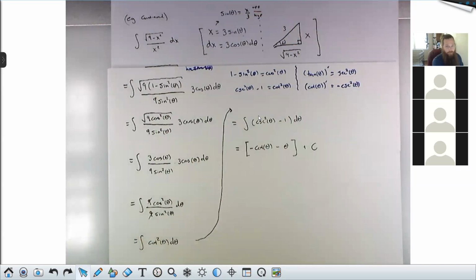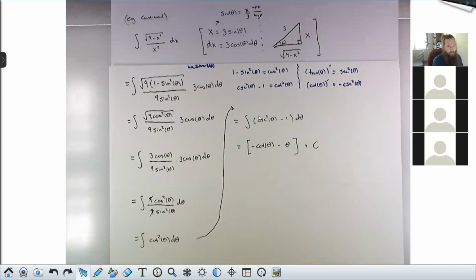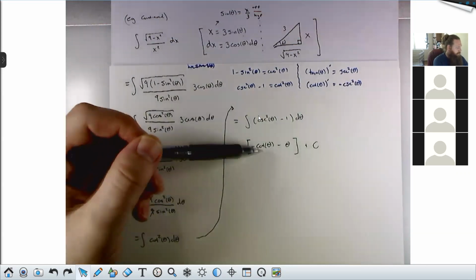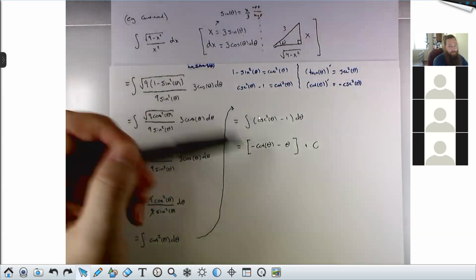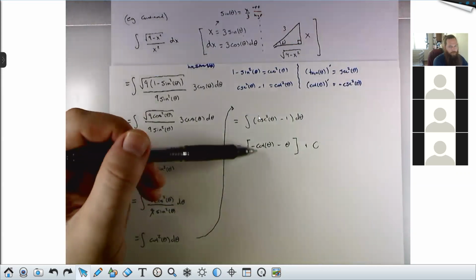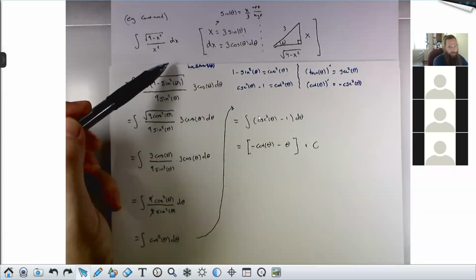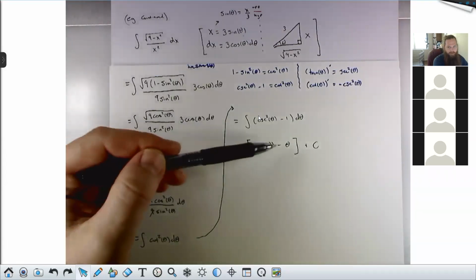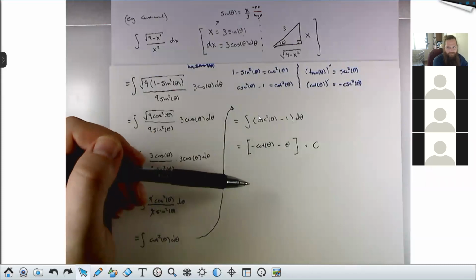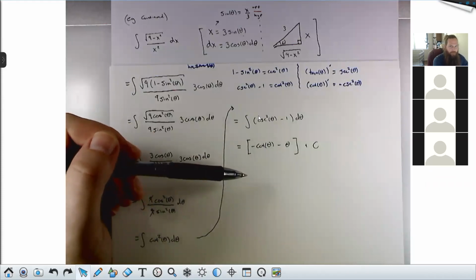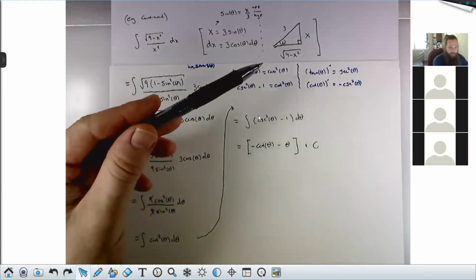Now we need to go back to the original variable. All right, this is an indefinite integral. There's no bounds for us to plug in, which means we have to answer in terms of the same variable that we started with. My reader wouldn't know what theta is. If I just told you the integral of square root of 9 minus x squared over x squared is negative cotangent theta minus theta, people would ask, what is theta? So we use our triangle to go back to the x's.